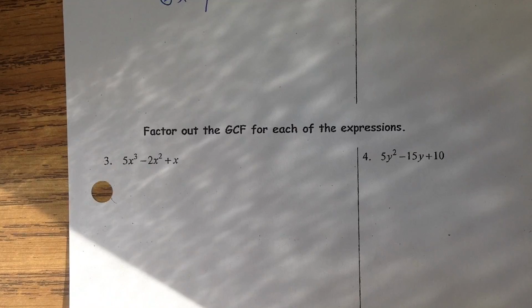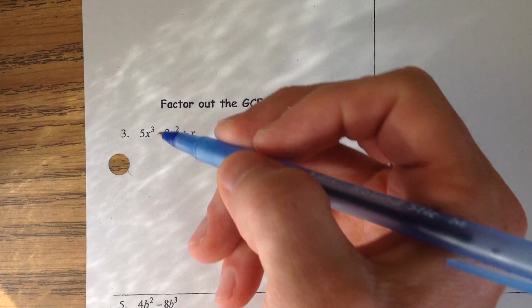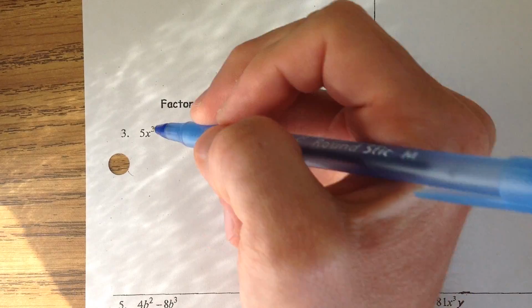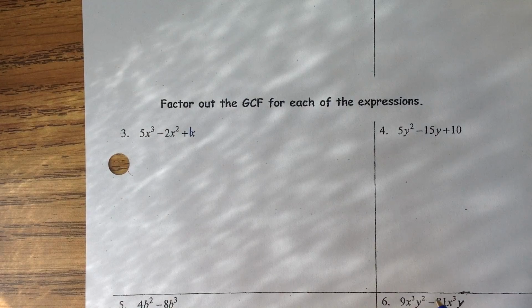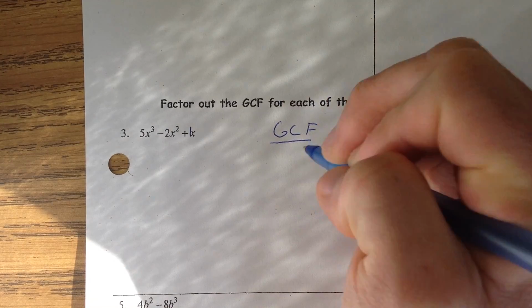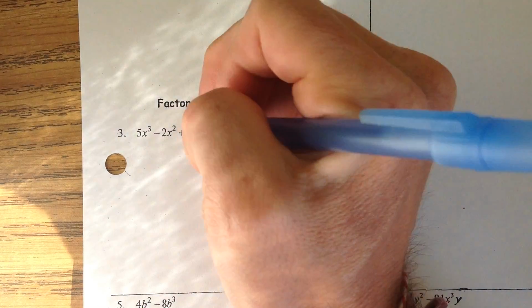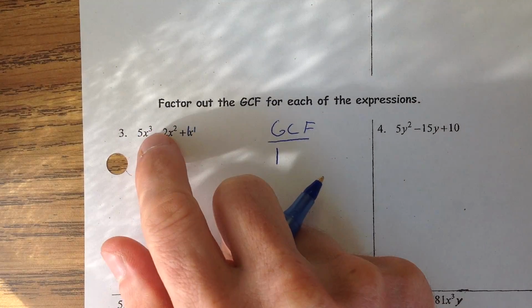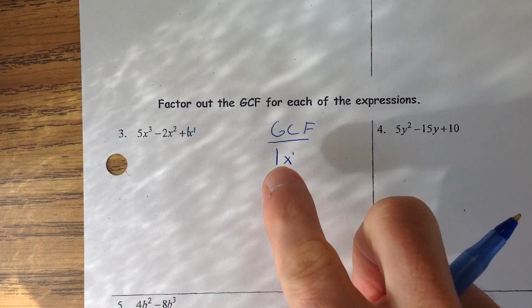Alright. The next one is factoring out GCFs. So on this first one, you've got to find the GCF for the number and the letter. So we've got a 5, a 2, and a 1. When you've got a 1, that's pretty much going to be your GCF because you can't go any bigger than that. So the GCF is going to be the 1. And then we have an x cubed, x squared, x to the first. We always have to use the one that has the smallest exponent, so that's going to be our x to the first. So that's our GCF.